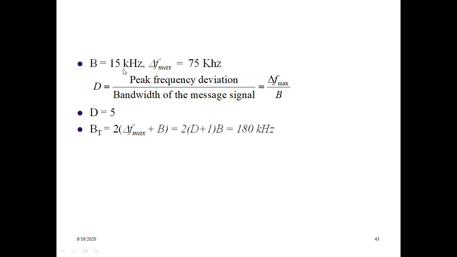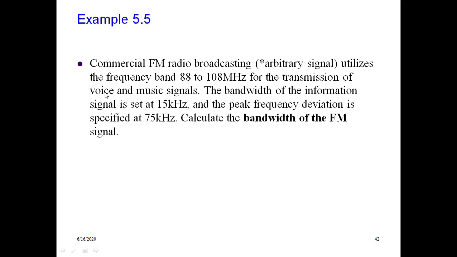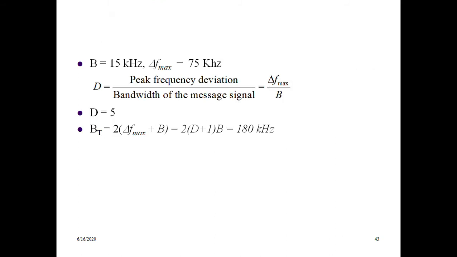So we know the bandwidth of the signal is 15 kilohertz, and the maximum deviation is 75 kilohertz, so we can calculate the deviation ratio. Here they didn't say the modulating frequency, but they gave the bandwidth. So we are using the second formula to find the total bandwidth. We identify the deviation ratio of 5. The bandwidth is 15 plus 75, multiplied by 2, and we get 180 kilohertz.